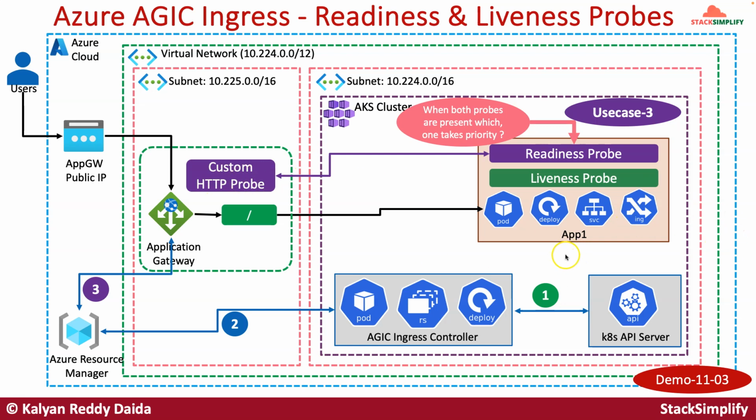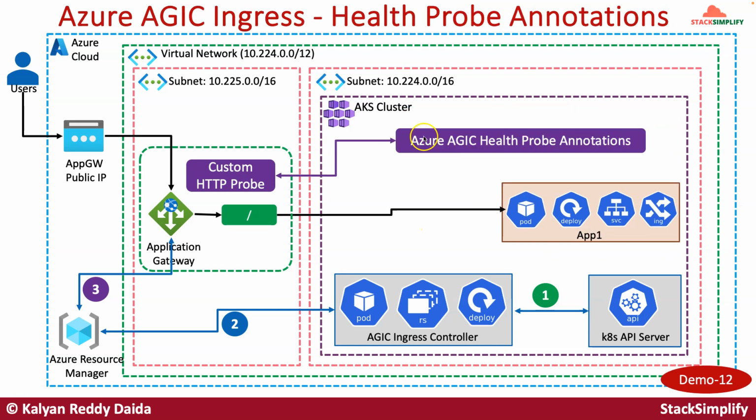So all these things you are defining declaratively in your deployment for these Readiness and Liveness probes, and on the application gateway the custom HTTP probe automatically gets created because the AGIC Ingress controller takes care of syncing those changes to application gateway. So all those things we are going to practically implement. Finally, we are going to define in our Ingress service AGIC health probe annotations, which creates a custom HTTP probe, which we are going to go to application gateway and then review.